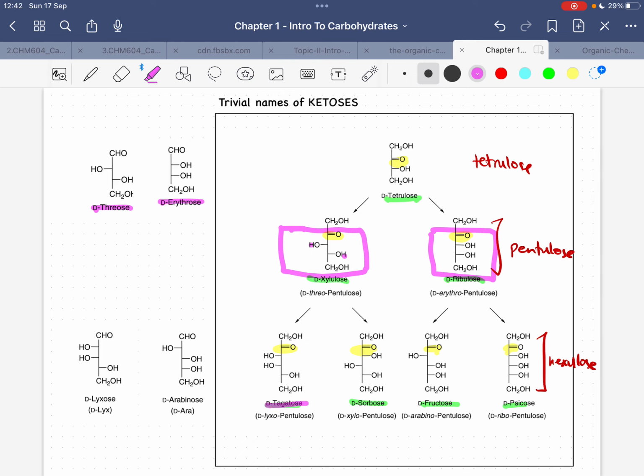Okay. D-tagatose. If you look at this functionality, it's somewhat similar to the structure of lyxose here. So that's why it's called D-lyxohexulose. And of course, for sorbose, like D-fructose, for example, it can be named D-arabinohexulose because this particular moiety in the structure is somewhat like the structure of arabinose. So that's another convention for naming ketoses.